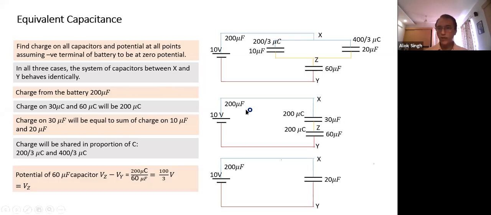Now if you have to calculate potential, if this potential is 0, can we find the potential at point Z? How do we find the potential at point Z? The upper plate will have positive charge, and the lower plate will have negative charge. So what is the potential difference across it? V is equal to Q by C. I can apply this to find the potential at point Z. The potential of the 60 microfarad capacitor is equal to charge by its capacitance, which is 100 by 3 volts. 100 by 3 volts is Vz minus Vy. Vy is 0 because Vy is the same as the potential of the negative plate of the battery, which implies Vz is equal to 100 by 3.